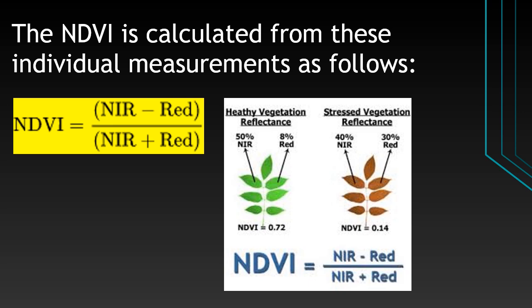On the other hand, if you see the stressed vegetation, what change will come? NIR will reduce from 50 to 40%, and red will increase many times more. This is very important: red reflection will be higher. If you put these values in the formula, you will find the NDVI for healthy vegetation is 0.72, and for stressed vegetation the NDVI is 0.14. This is a very important example which will make clear what NDVI is and how it works.